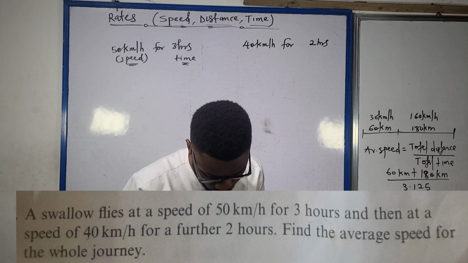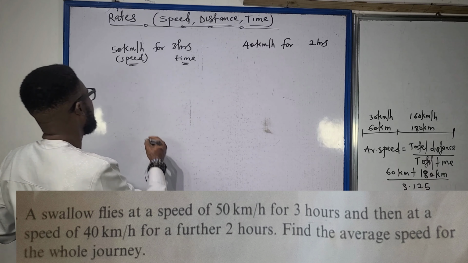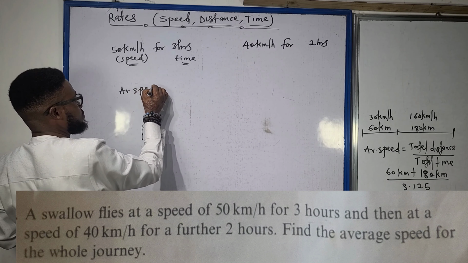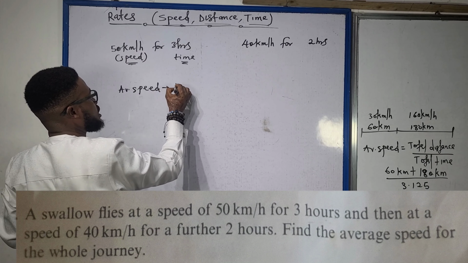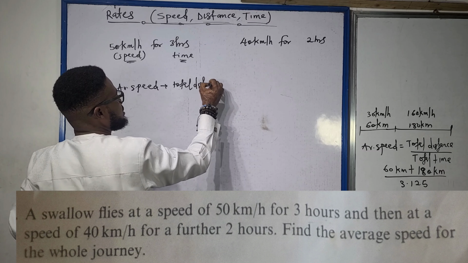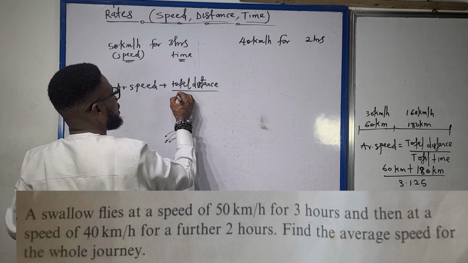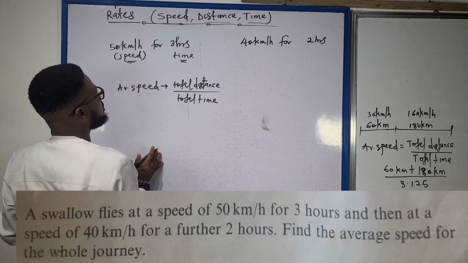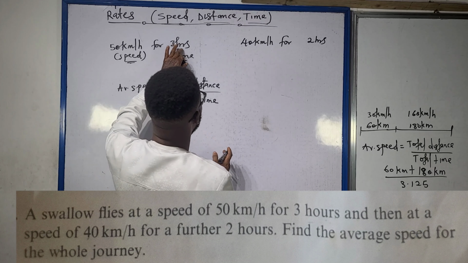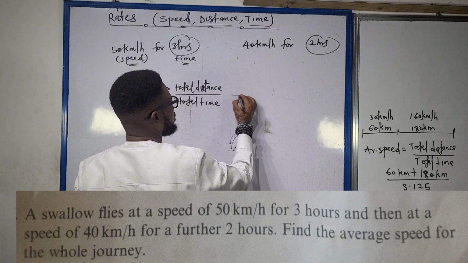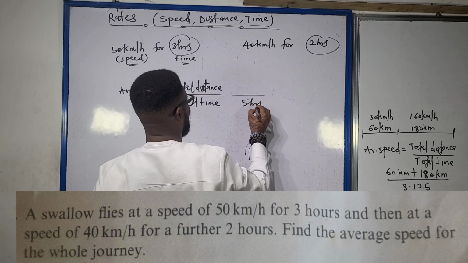So what do they want in this question? Find the average speed for the whole journey. Average speed is total distance over total time. Total time in this case, you're looking at 3 hours and then 2 hours. So this is 5 hours.